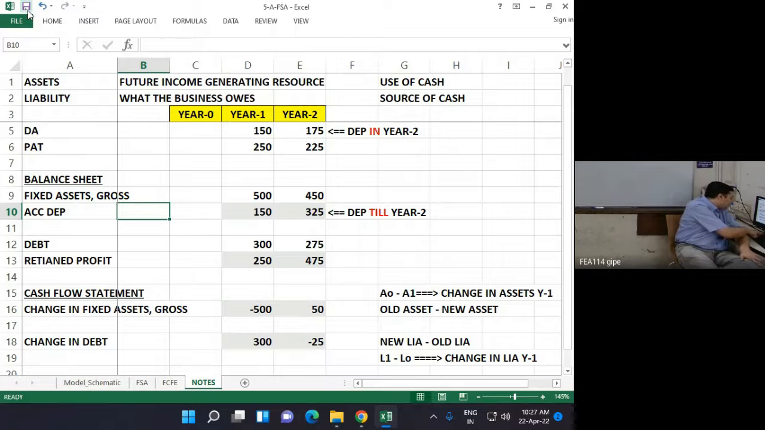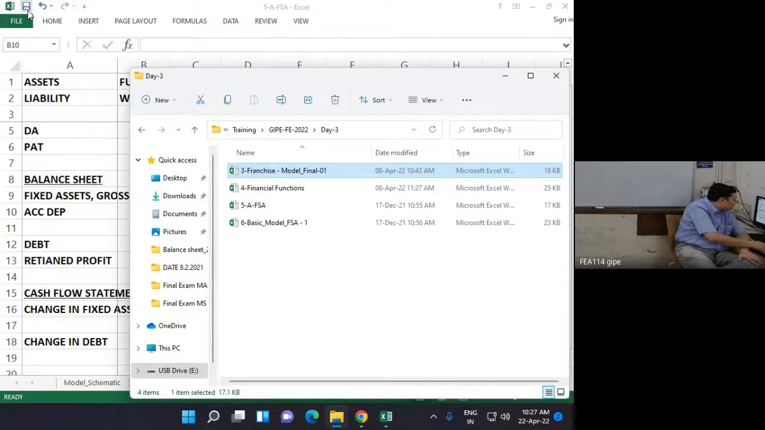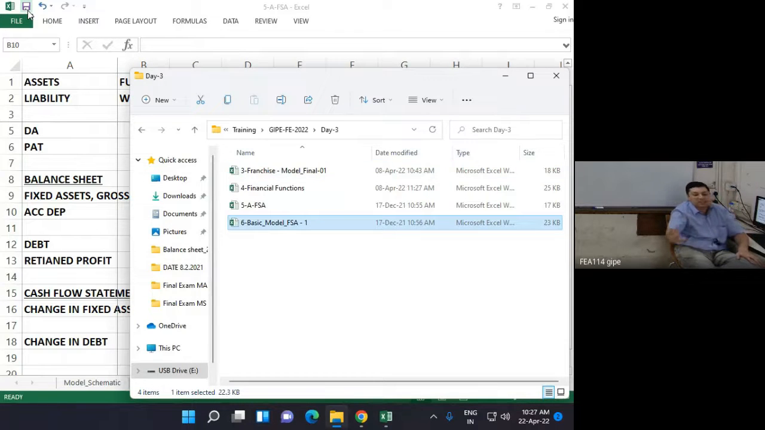Let's make some models. So let's take a break for 5 minutes, and then post the break, everybody see to it that you have file number 6. We will start file number 6 today, and then let's see. Let's take a break here.